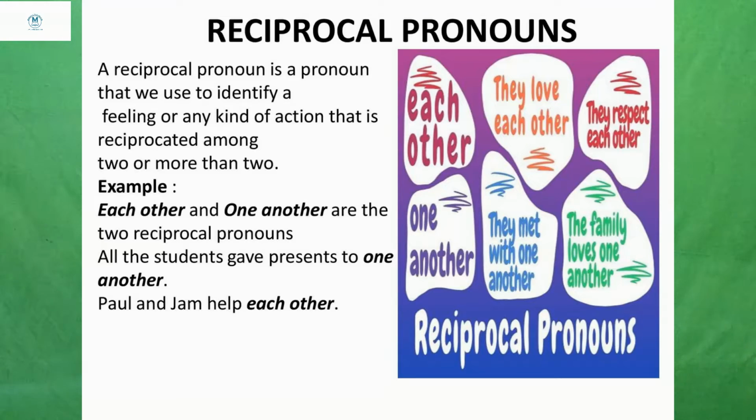For example, you want to say Pal helped Zam and Zam also helped Pal. Then you can say, Pal and Zam help each other. Why? Because here each other is a reciprocal pronoun. All the students gave presents to one another.